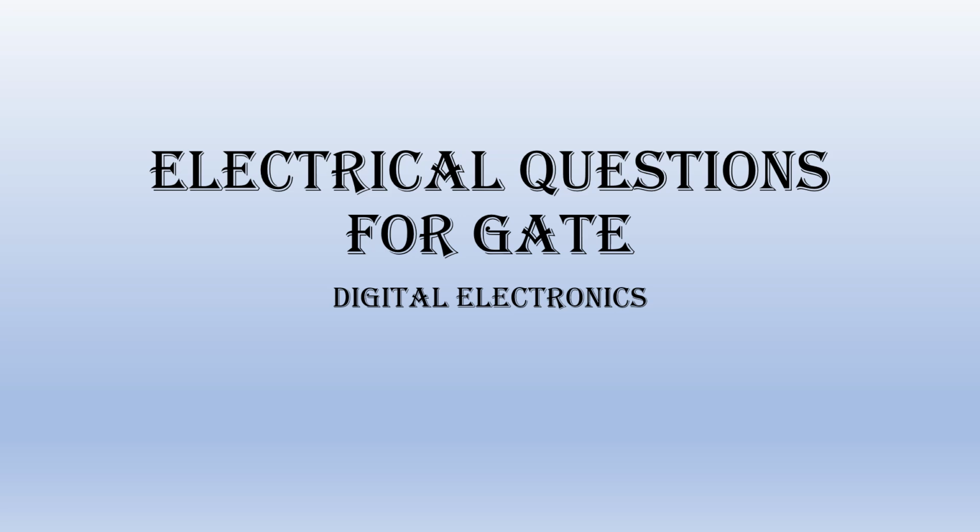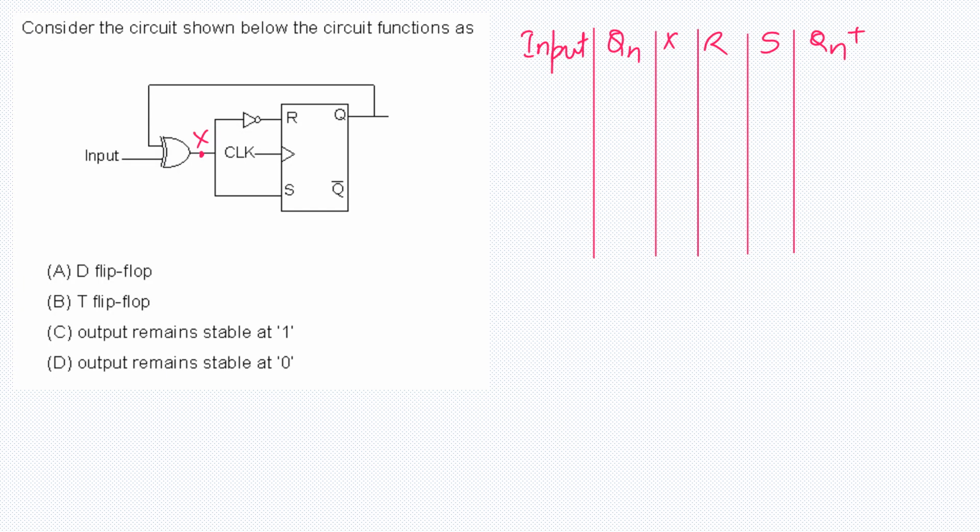Hello friends, in this question we are asked to find how this digital circuit is going to behave. Let us first see what the components of this digital circuit are. This is an SR flip-flop, and you have an XOR gate, and this is a NOT gate. So these are the three major components of this circuit.